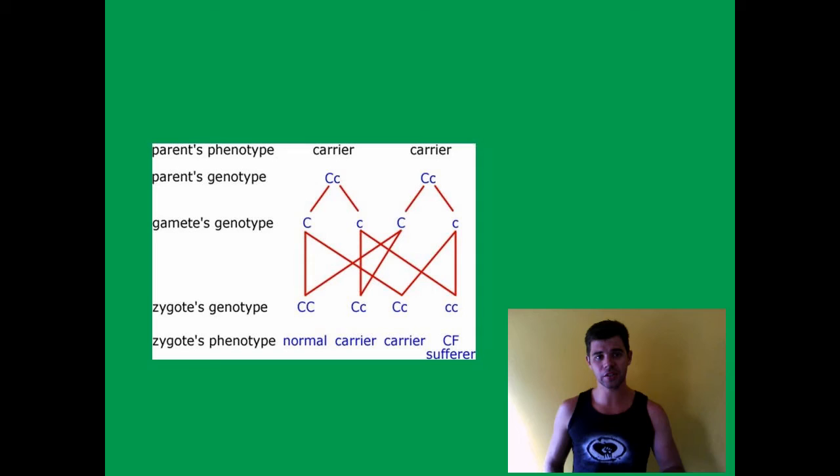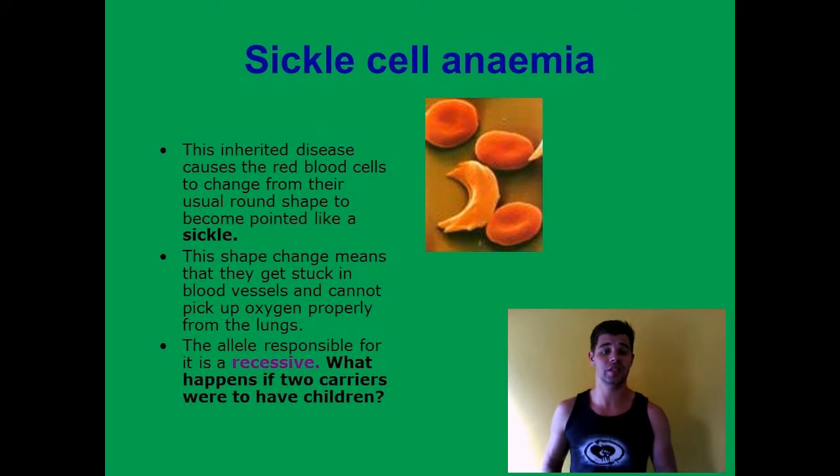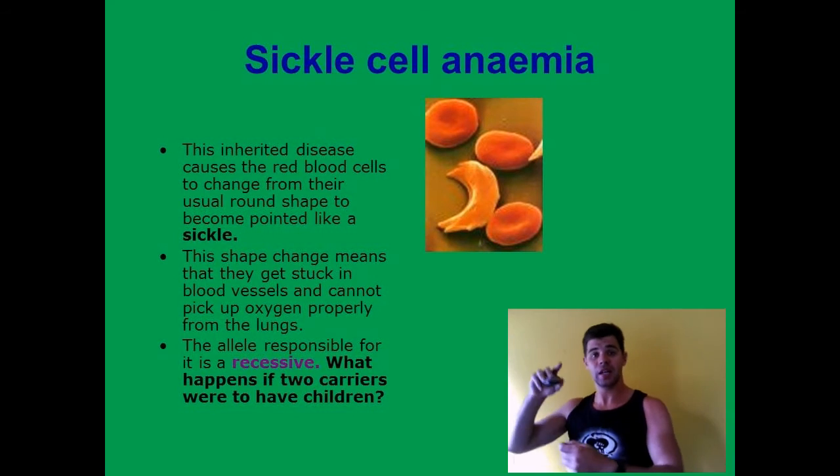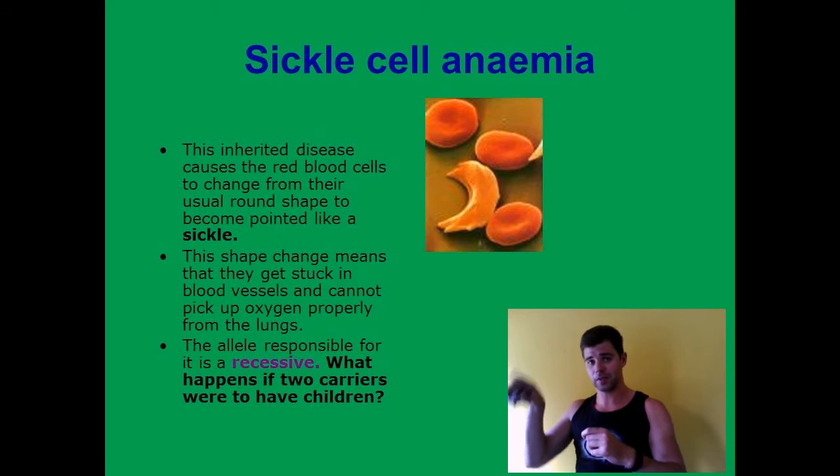Sickle cell anemia is another disease that can be transmitted genetically, and this causes red blood cells to change their shape. If you look at the picture, there are some normal red blood cells, and one that is sickle shaped, so sort of like a half moon shape.